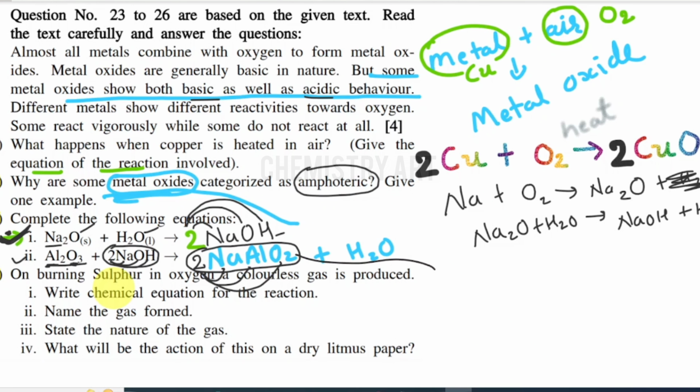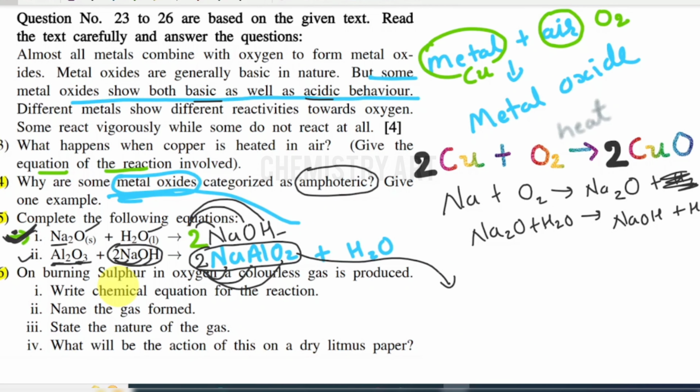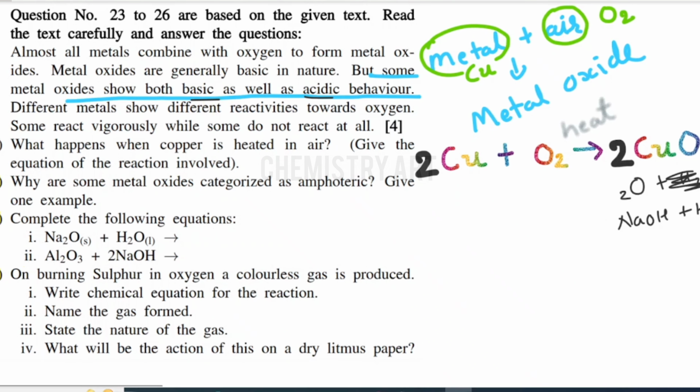NaAlO2. Let me write here its name. So its name will be sodium aluminate. Sodium aluminate. And this NaOH, you already know the name is sodium hydroxide. So write the complete reaction. I will show you the full answer in the end of the video. Okay. Now check out the 26th question.